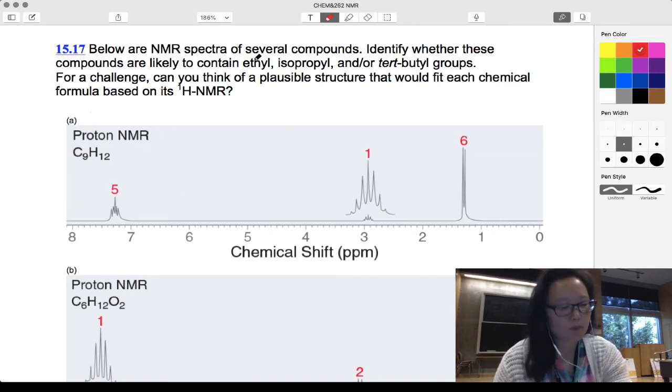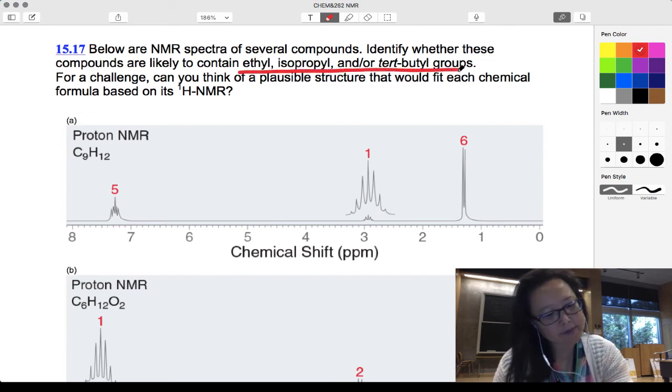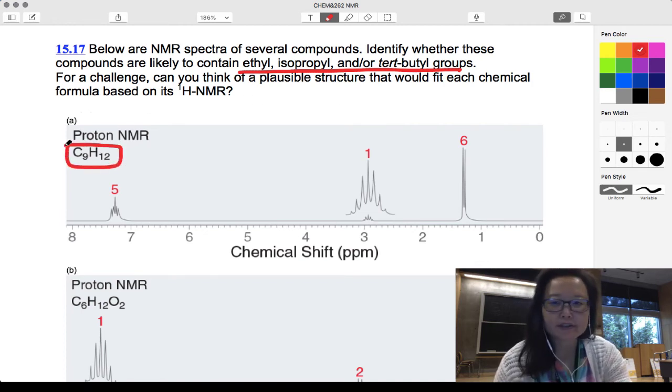See if you can figure out whether they contain any of those groups and patterns that we talked about above. And then see if you can think, based on its chemical formula, is there a certain structure that could work for this? So let's do one of these together.